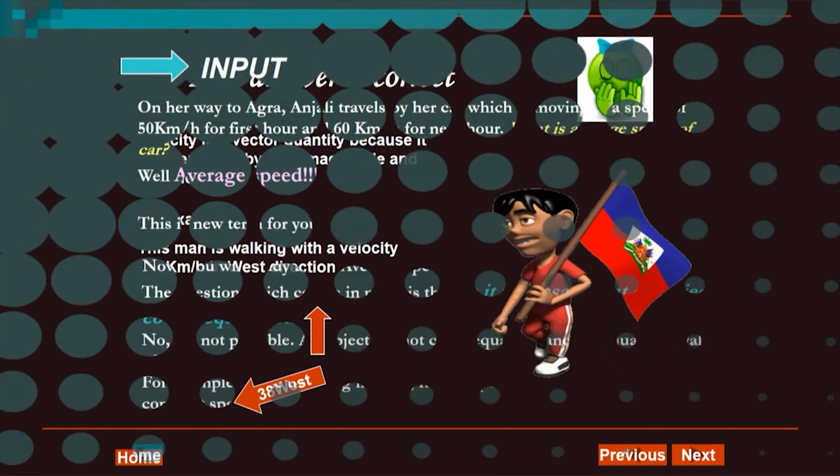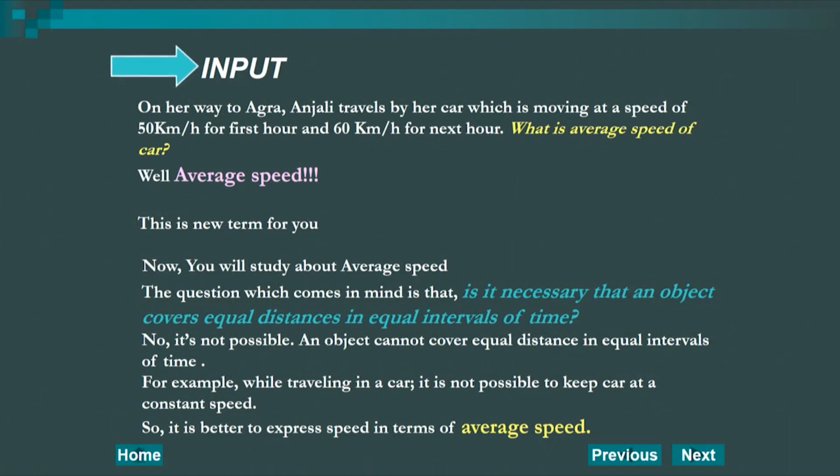Now next. Now the input is given and already you have studied that the matter is divided into small inputs and the language is quite simple and interactive. Now let us read it. On her way to Agra, Anjali travels by her car which is moving at a speed of 50 km per hour for first hour and 60 km per hour for next hour. What is average speed of car?